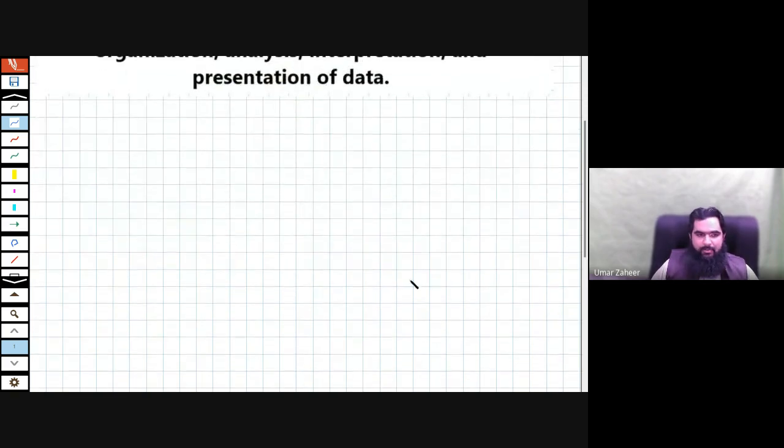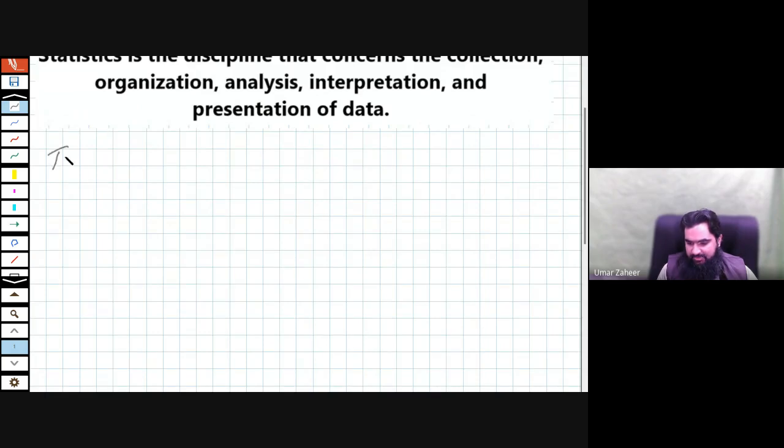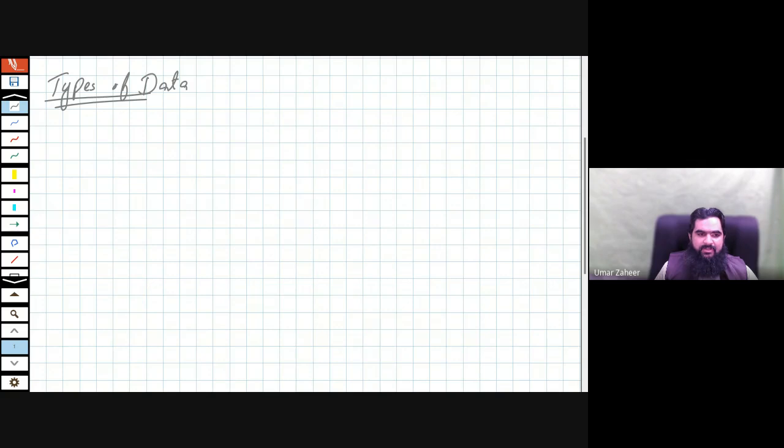Okay, before we talk more about statistics, we need to talk about the types of data, because it is everything about data. We have three types of data. The first one is the raw data. The second one is ungrouped data. First of all, let's talk about the raw data.